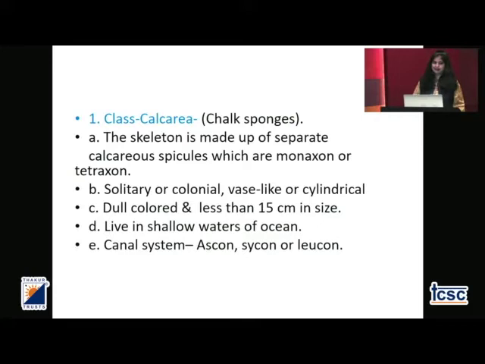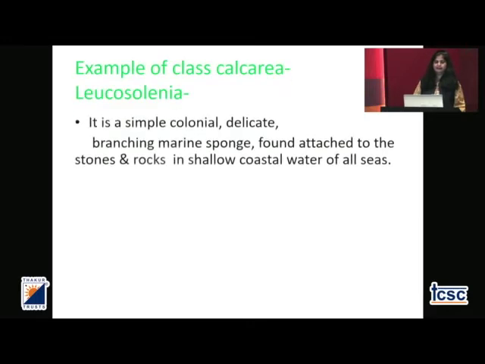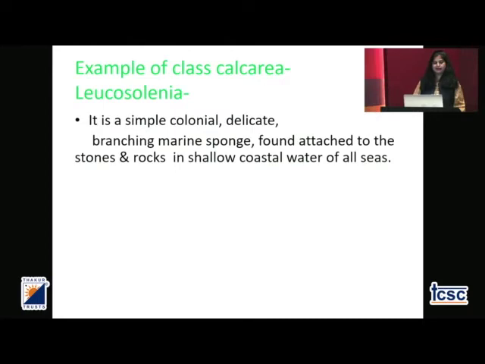Canal system might be any one, Ascon, Sycon or Leucon type in them. Asexual reproduction is either by budding or by formation of reduction bodies. We will see an example from class Calcarea, that is Leucosolenia.